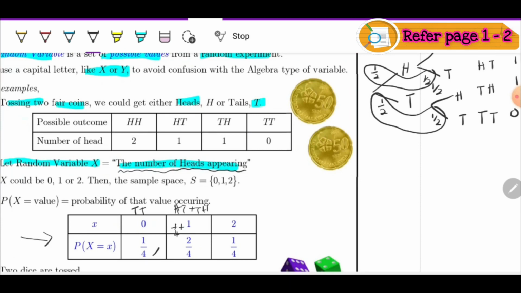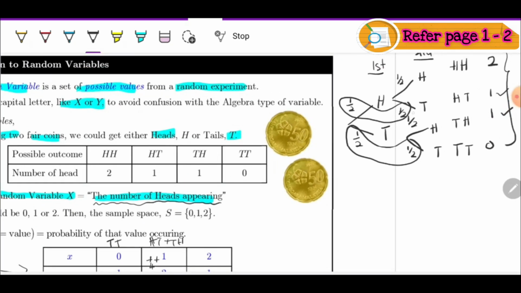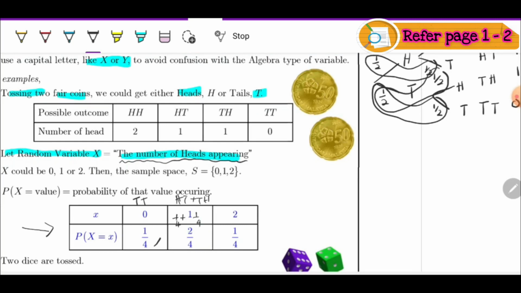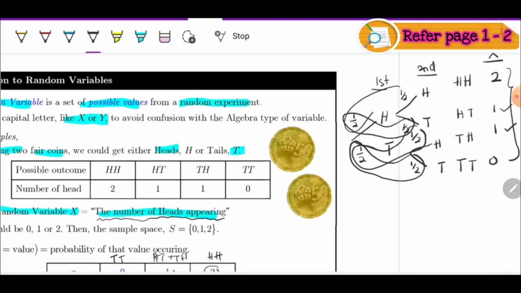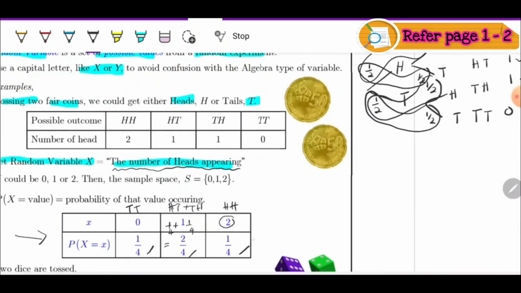And the probability of getting tail, head is 1/2 times 1/2, so we get 1/4. So the probability of getting 1 head is 1/4 plus 1/4, so we get 2/4. 2 means 2 heads. So the probability of getting 2 heads is 1/2 times 1/2, which is 1/4.